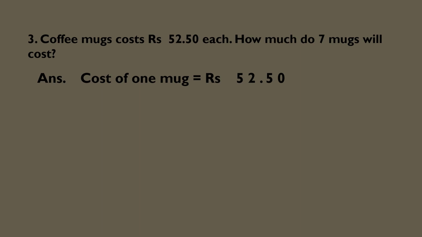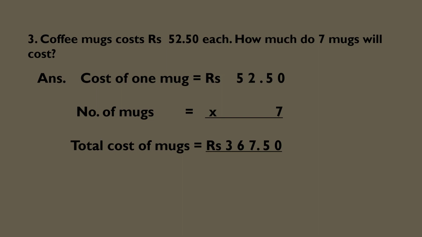Now the cost of one mug is rupees 52.50 paisa. Total number of mugs are 7. Multiply it, you will get the total cost of mugs, that is rupees 367.50 paisa. After 2 digits, children, put the point. It is very important. Otherwise you are not able to differentiate between rupees and paisa.